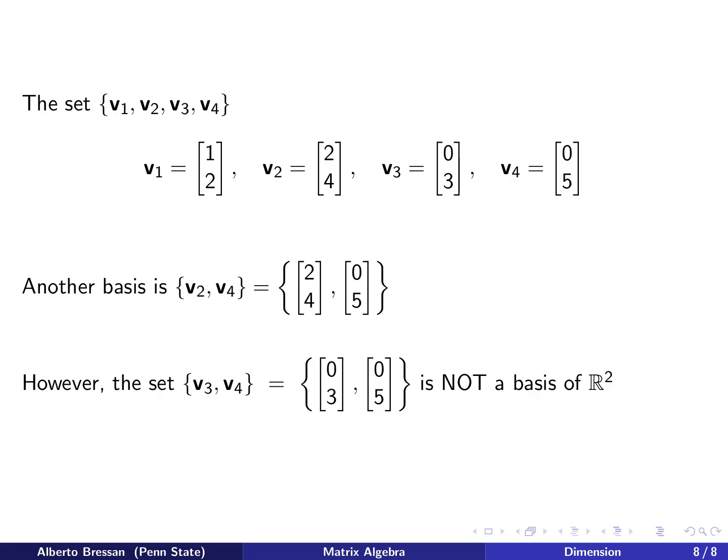V2, then I will have the set V3, V4. This is not a basis. That is because V3, V4 are linearly dependent, because I have 5 times V3 minus 3 times V4 equal 0. So you have to be careful which ones you remove, and select the ones that will give you a linearly independent set of vectors.